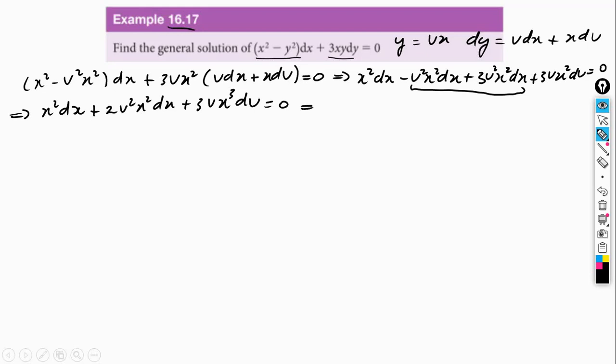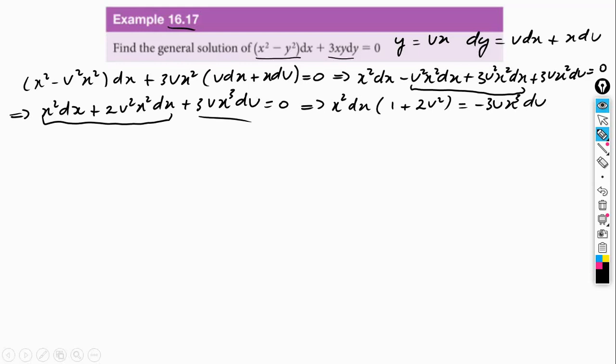And then next we're going to factor out in this expression. Notice that we can factor out x squared and dx. So we can write it as x squared times dx times (1 plus 2 v squared). And we'll send this expression to the other side, is equal to minus 3v x cubed dv.